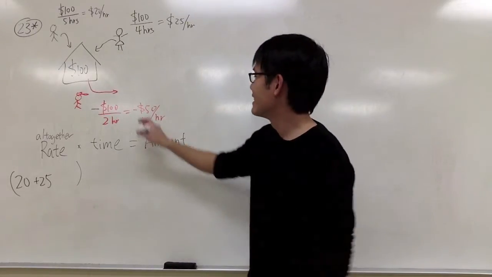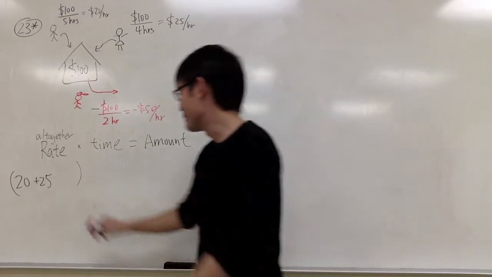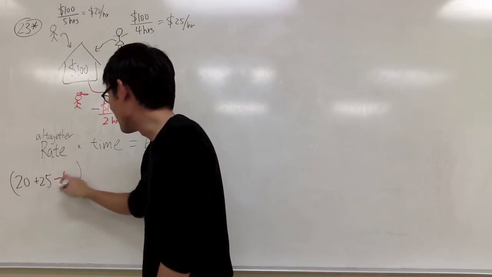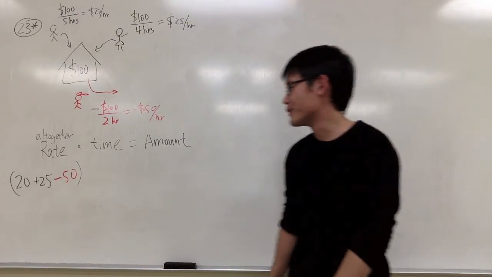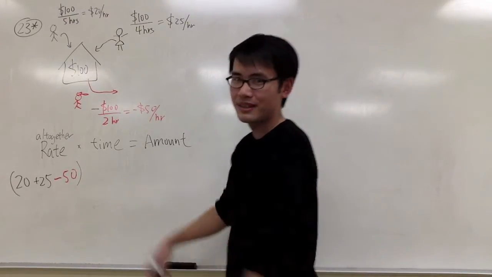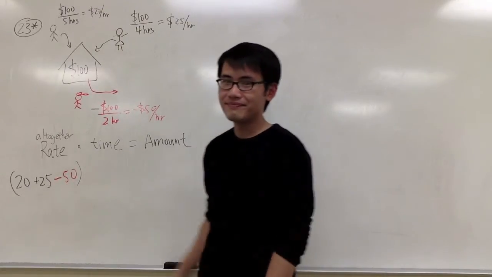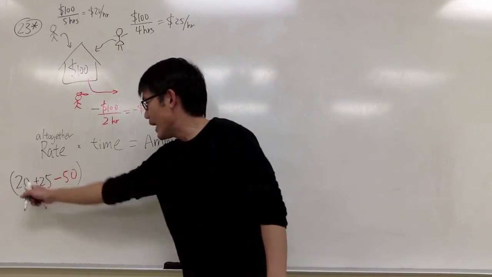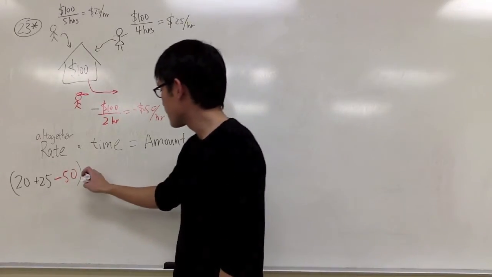But the son, he's not contributing, he's not helping the family. That doesn't really make sense. Negative $50 an hour. He's wasting money, I'll say. He's spending money, so therefore it's minus. If we add all this, that will be the rate altogether for the family.